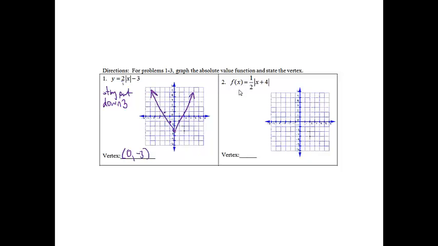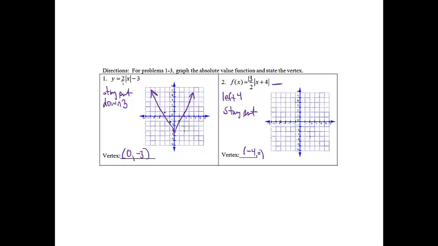Alright, the next one, f of x is equal to 1/2 absolute value x plus 4. Again, I'll start on the inside. I know that I have to do the opposite of what's on the inside, so if there's a plus 4, that means I'm going to go to the left 4. And since there's nothing on the outside right here, I know that that's going to force me to stay put. So I'm going to move to the left 4 and then stay put. And then that will make my vertex be negative 4, 0.